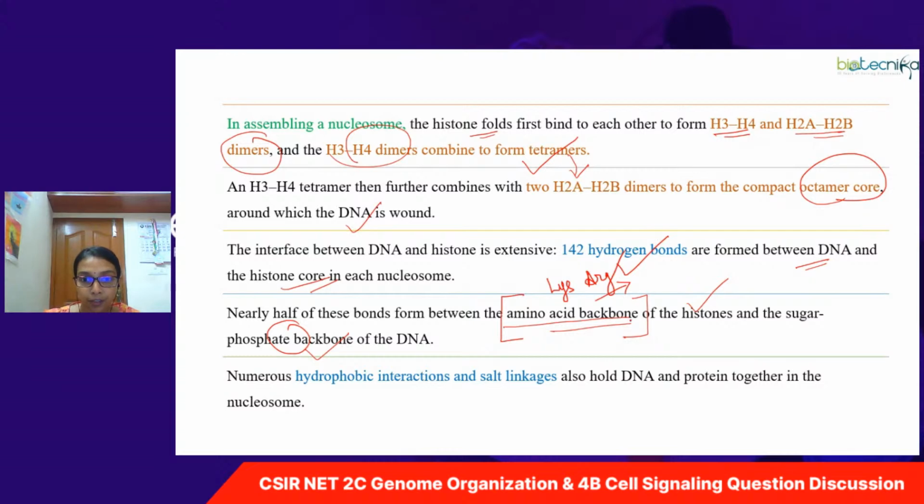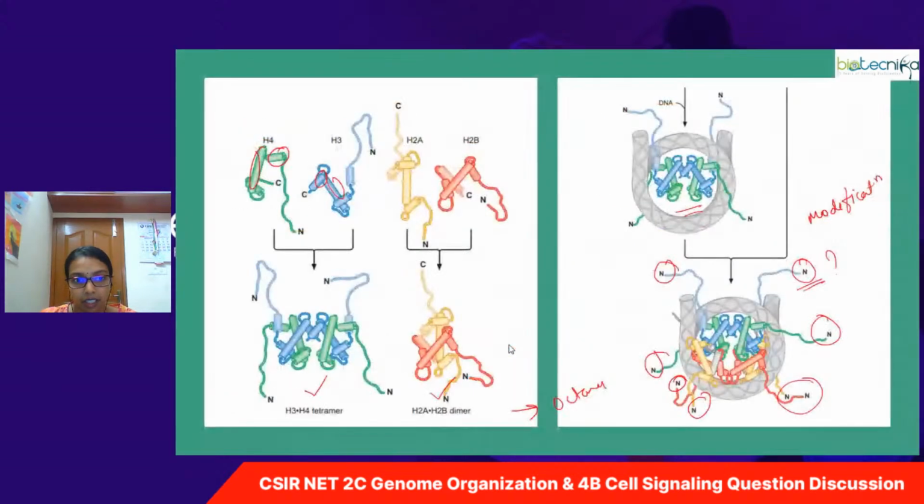Right. So apart from hydrogen bonding, this DNA to histone interaction can also take place via hydrophobic interactions as well as salt linkages. So remember the three major bonding types that contribute to the stability of interaction between DNA and histone: one is hydrogen bonding, second is hydrophobic interaction, and third is salt linkages. Okay, so this is the arrangement. First your tetramer will come and join, and below that dimers will join. So N terminals will be exposed outside so that the modification can take place.